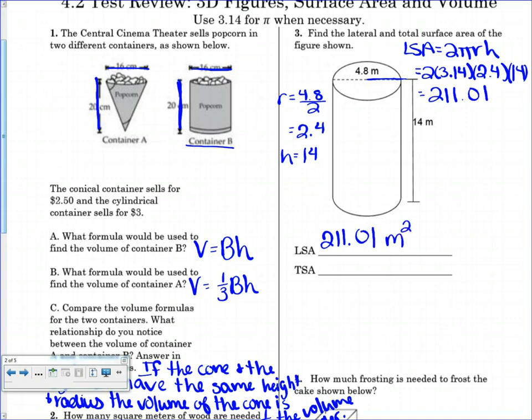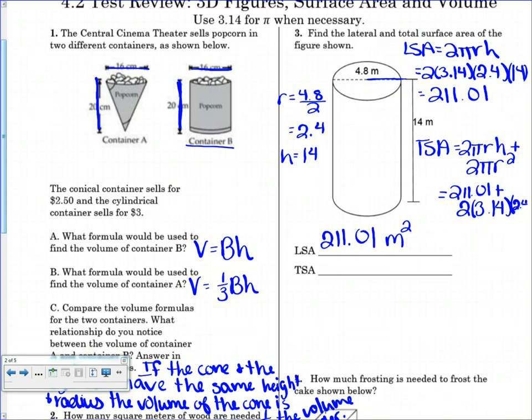meters squared. And then to find the total surface area, we're going to take the lateral, so 2 pi r h, and add the 2 bases, 2 pi r squared. We already know the lateral is 211.01. We're going to add 2 times 3.14 times 2.4 squared. Multiply that together, you get 247.18 for your total surface area.